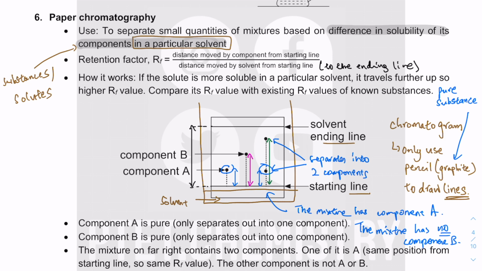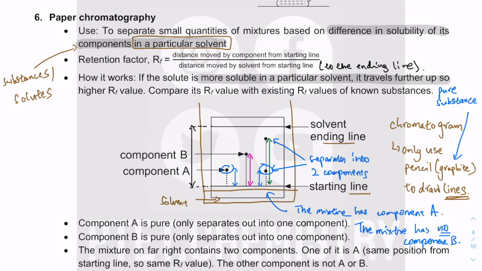As I mentioned just now, how it works really is to do with the solubility in a particular solvent. If it is more soluble in that solvent, it travels further up, and since this distance is the same for the whole chromatogram, if it travels further, the RF value will be bigger because the bottom is a constant value. The one up there will have a bigger distance, and therefore the RF will be higher.